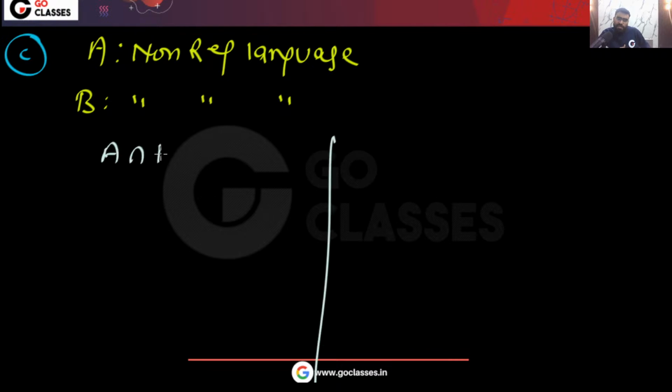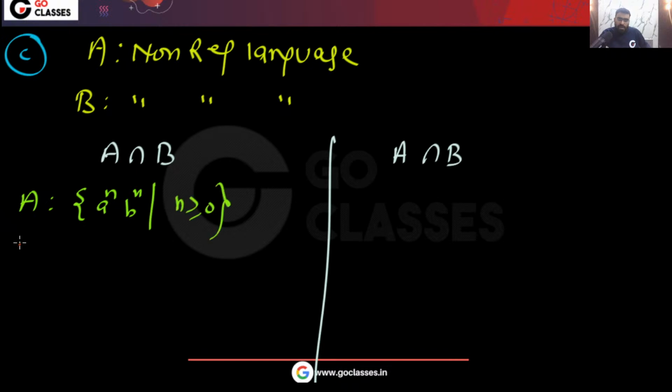What will be their intersection, A intersection B? Let me give you two examples. Consider A is non-regular, so I can take A power n, B power n, n greater than or equal to 0. B is also non-regular, so let me take A power n, B power n plus 1, where n is greater than or equal to 0. Now, what will be A intersection B? Please tell me.